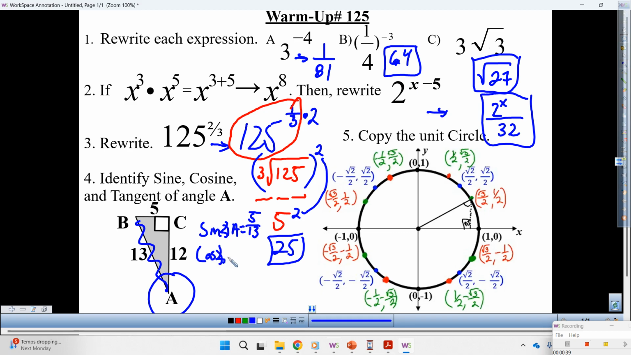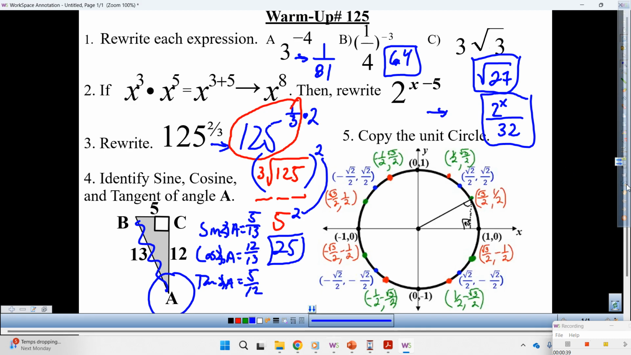Cosine angle A. Cosine is adjacent over hypotenuse. What side is next to angle A? The side is 12 over 13. Tangent angle A. Tangent angle A is opposite over adjacent. What side was opposite? 5. Which one's adjacent? 12. So it's 5 over 12. And if you notice on the study guide, this is problem number 32 on the study guide. Last problem of the final.